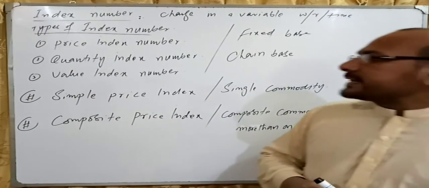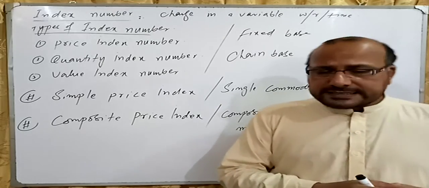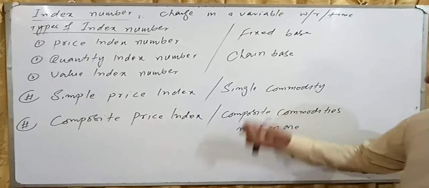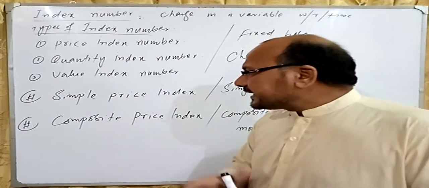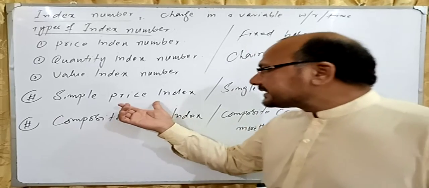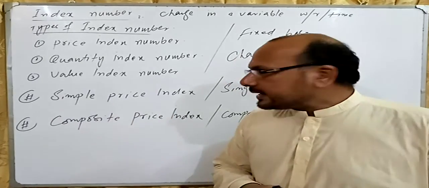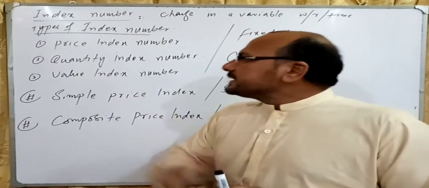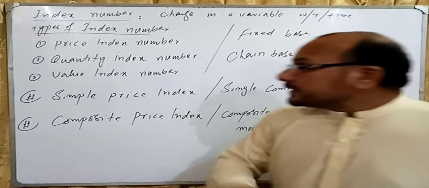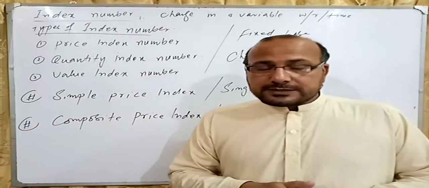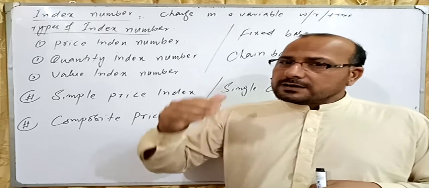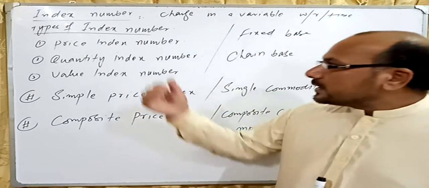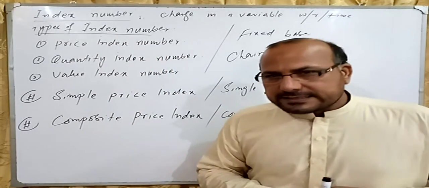The first one is price index number, the second one is quantity index number, the third one is value index number. Then we can divide it into two more types. These are called simple price index and composite price index. First we need to explain what is meant by price index number. Generally we can say change in a variable with respect to time. So if we take price as a variable, then the index number becomes price index number.